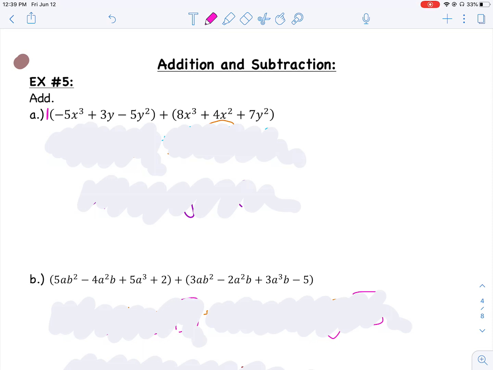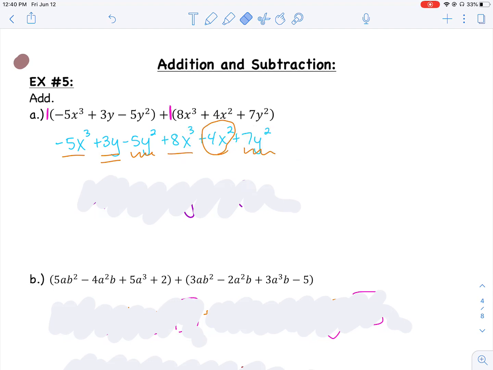Remember, there's an invisible positive 1 in the first set of parentheses. So if I distribute that through, I end up getting a negative 5x cubed plus 3y minus 5y squared. When I distribute the positive 1 through the second set of parentheses, I end up getting an 8x cubed minus 4x squared plus 7y squared. Now I'm just going to combine like terms.